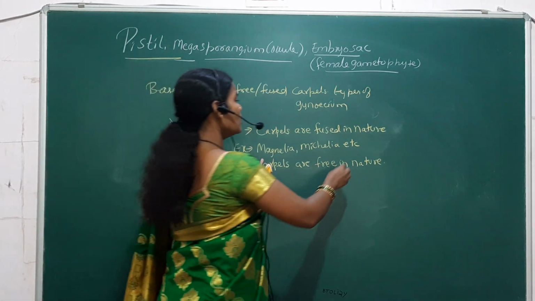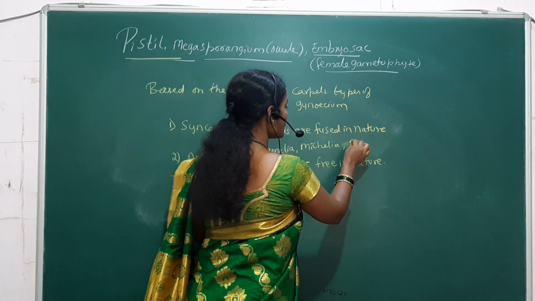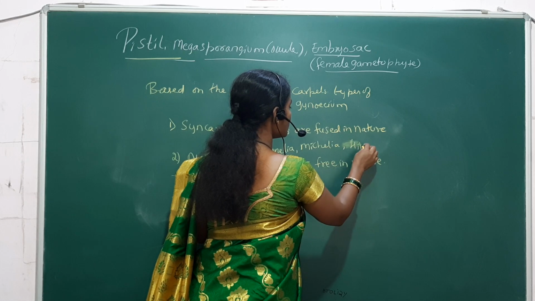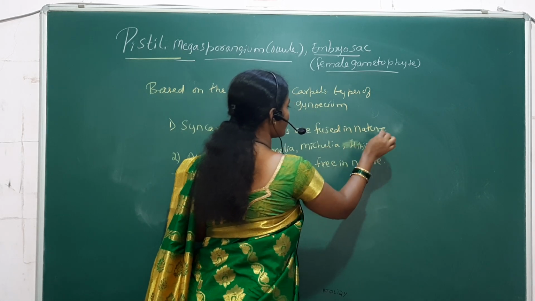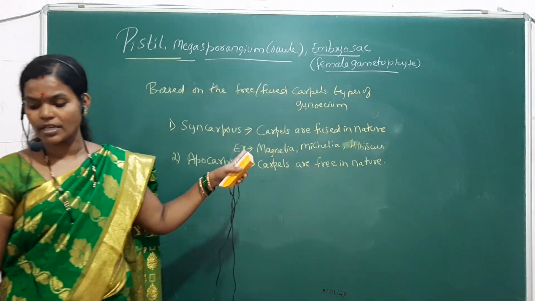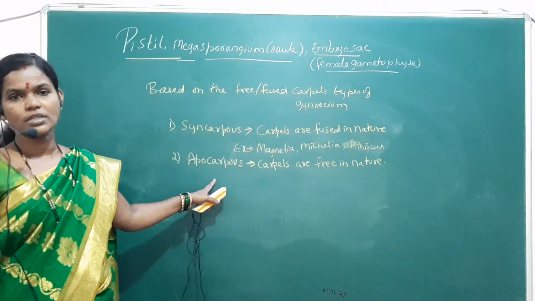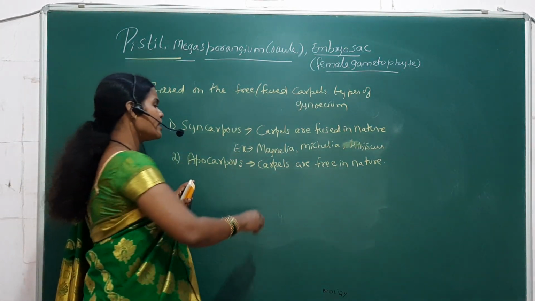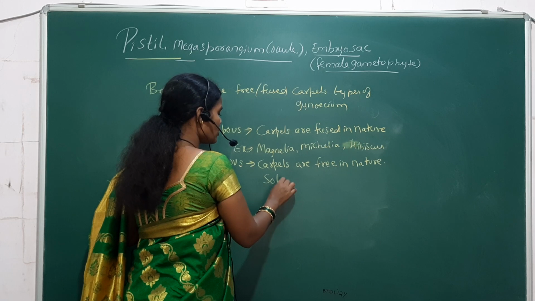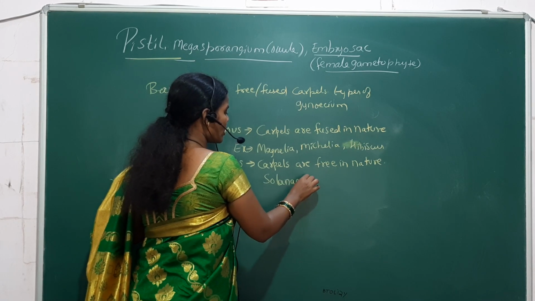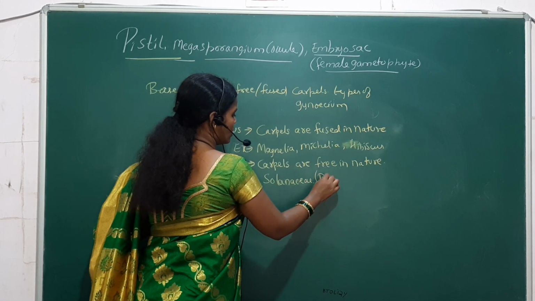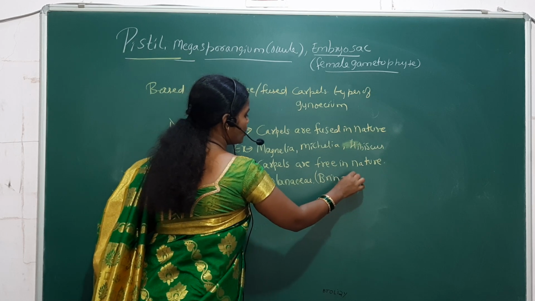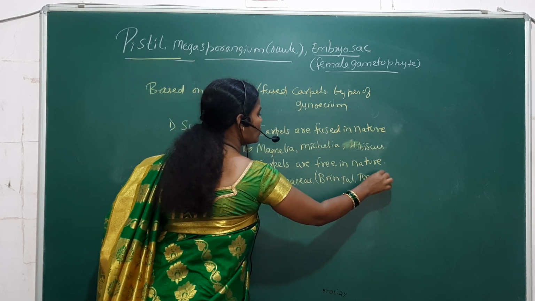Even you can take the example in the syncarpous: hibiscus, of the Malvaceae family. It is also the syncarpous condition. Whereas for the apocarpous condition, you can take the example of the Solanaceae family, that is brinjal, tomato, etc.